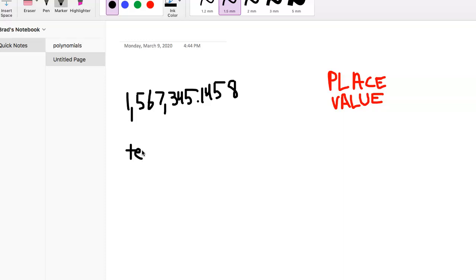Okay, so already as it's tenth, you should be thinking that here's our decimal place. One spot to the right is tenths, right? So that's that 0.1. So already we know we're going to have 1,567,345. And then you know when it's tenths, it's going to be either 0.1 or 0.2, right?